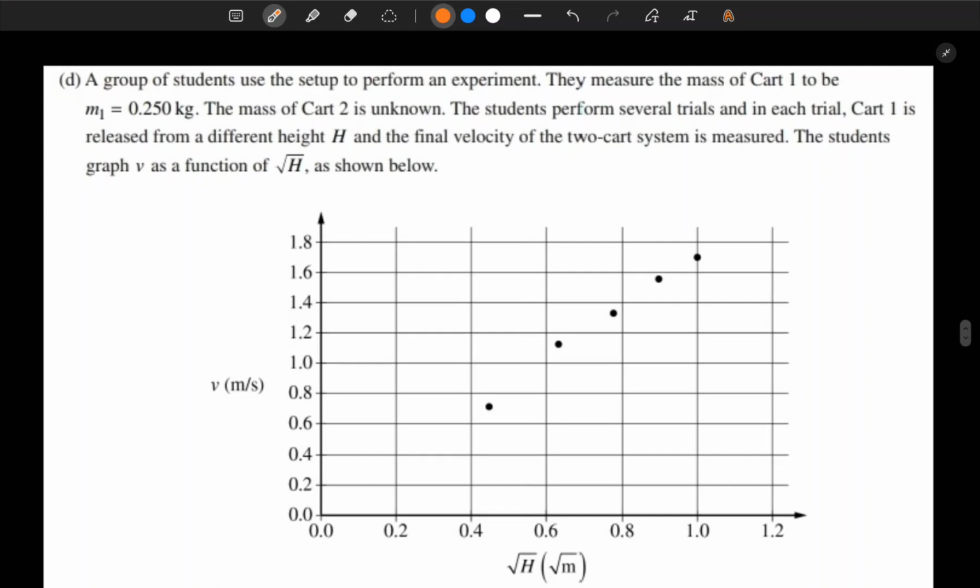Suppose a group of students use the setup to perform an experiment. They measure the mass of cart 1 to be m1 = 0.25 kilograms. The mass of cart 2, however, is unknown. The students perform several trials, and in each trial, cart 1 is released from a different height h, and the final velocity of the two-cart system is measured. The students graph v as a function of the square root of h, as shown below.